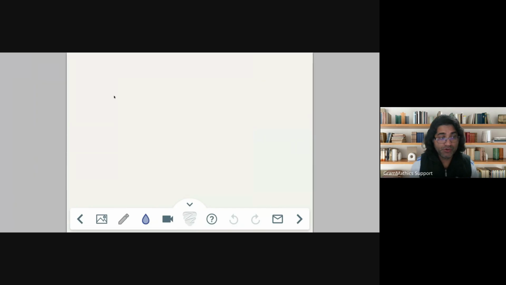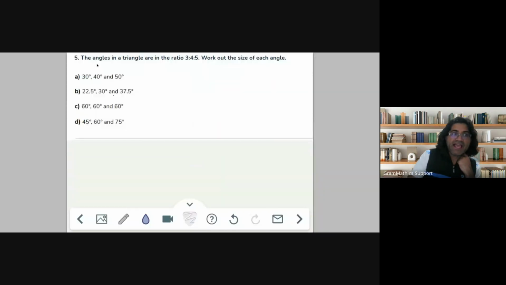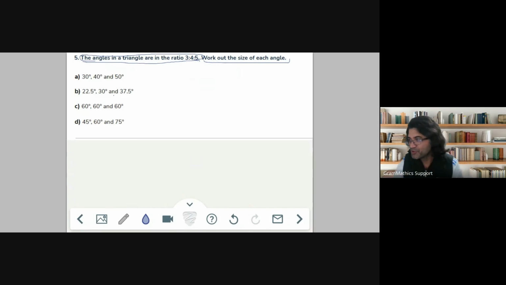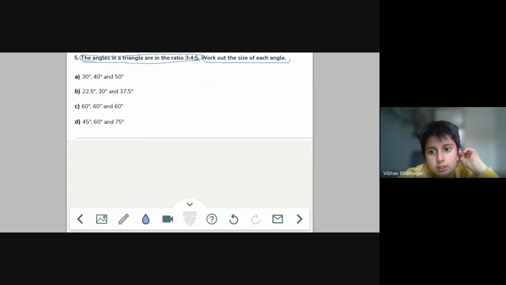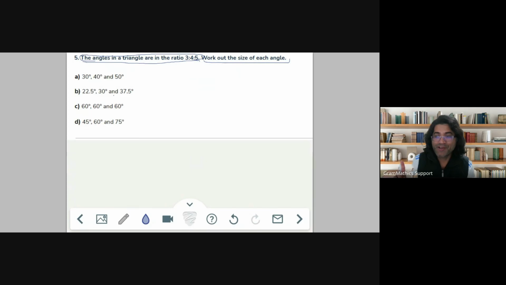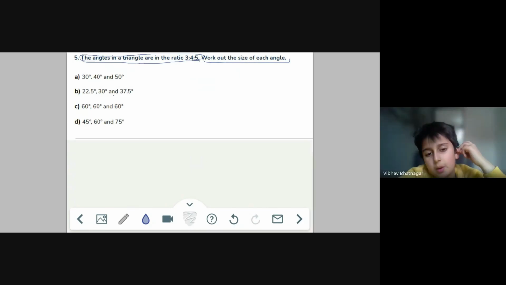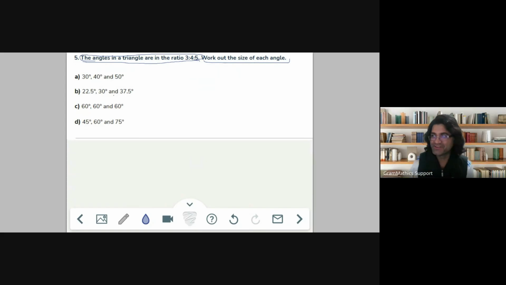Very common scenario of questions. The angles in a triangle are in the ratio of 3:4:5. What is the size of each angle? For this, you need to know the property of a triangle. Do you know what is the sum of all angles of a triangle? Raise the hand first. Okay, Ojas. The sum of angles in a triangle is 180 degrees. Very good. And I believe both of you who raised hand also have the same answer.